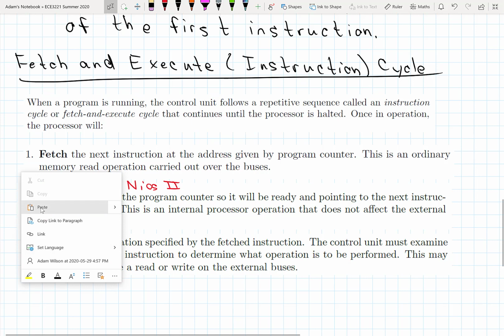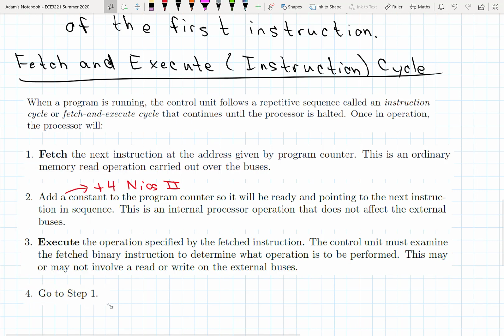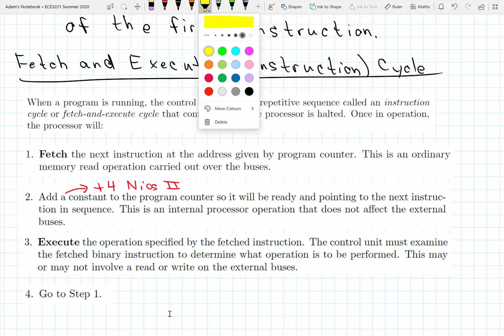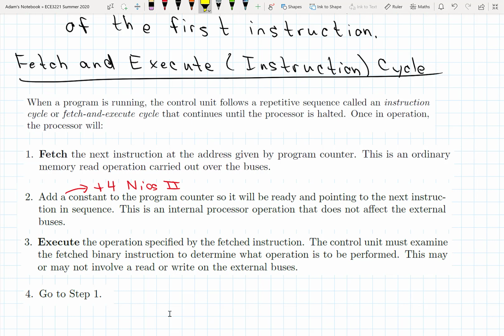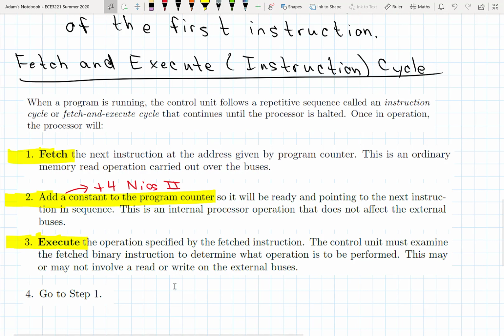And finally, we repeat. Okay, we just go back to step 1. We fetch another instruction, increment the program counter, and execute. Okay, and this is just that repetitive fetch and execute cycle. Fetch, increment the program counter, execute, go back to fetch, increment the program counter, execute, fetch, increment the program counter, execute. The processor just does that process over and over again, and that process is known as the fetch and execute or instruction cycle.